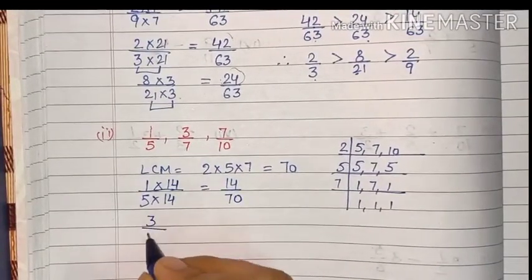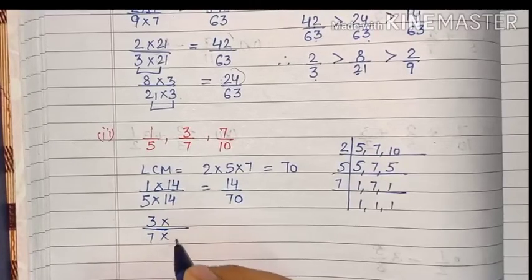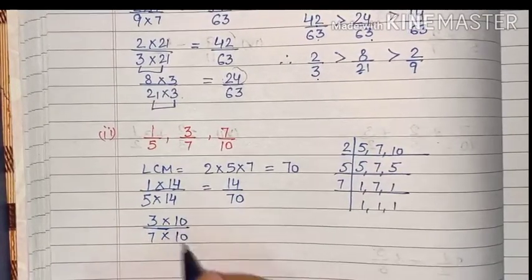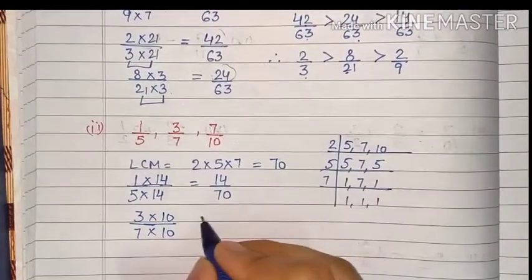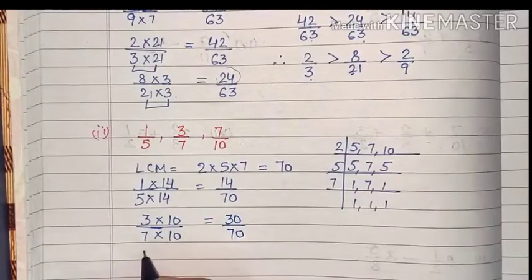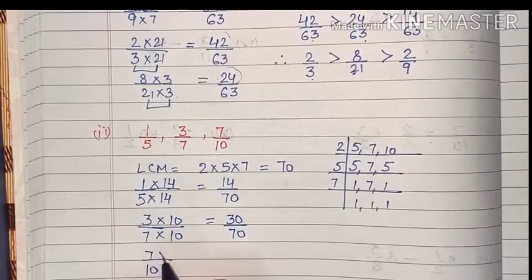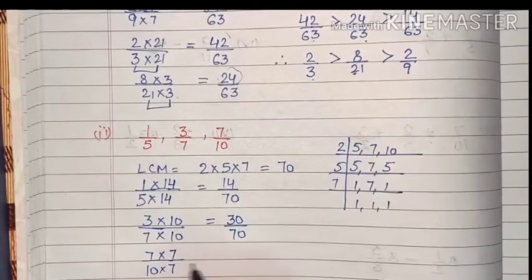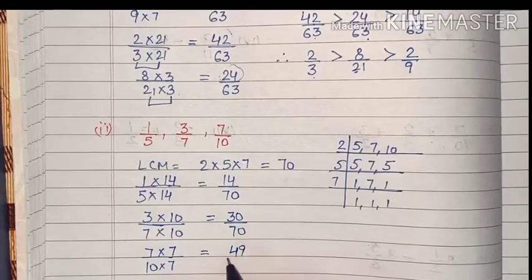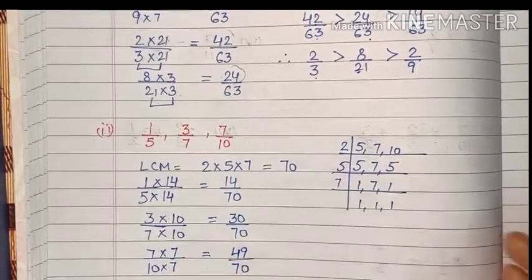Now 3 upon 7. Here if we multiply 7 by 10 we will get 70. Similarly we will multiply the numerator also by 10. So it will be 30 upon 70. Now 7 upon 10. We will multiply 10 by 7 to get 70, and so we will multiply the numerator also by 7. So we will get 49 upon 70.